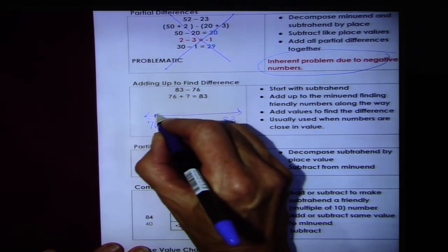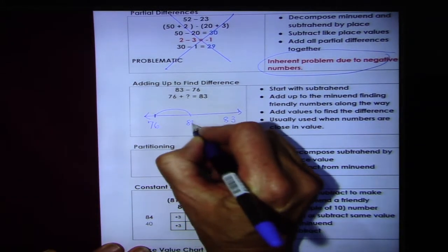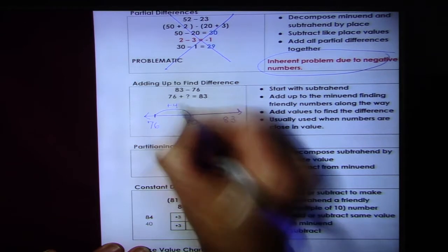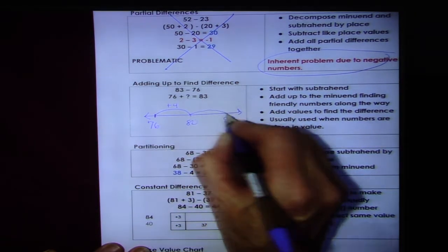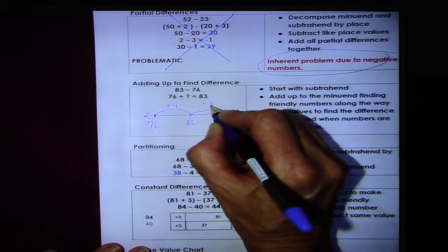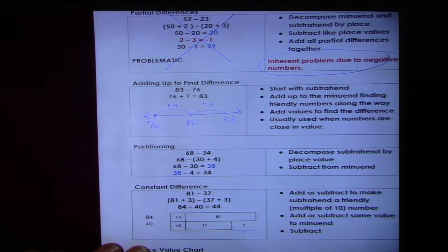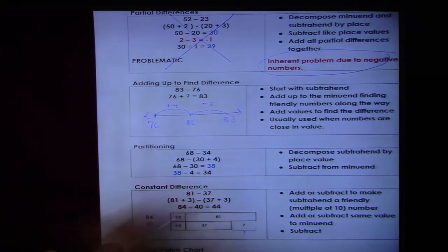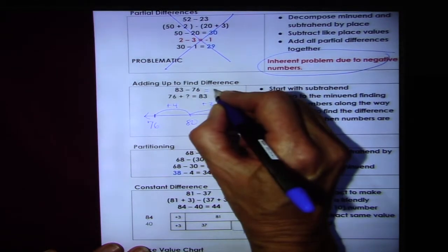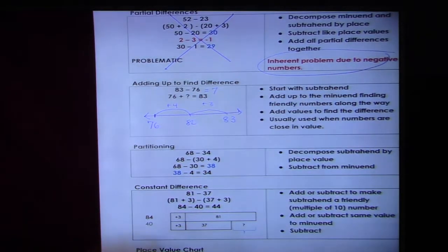By second grade, we're hoping a lot of kids are going to jump to 80. So I need at least 4. I need 3 more to get to 83. So I need 7. So my answer to 83 minus 76 is 7.